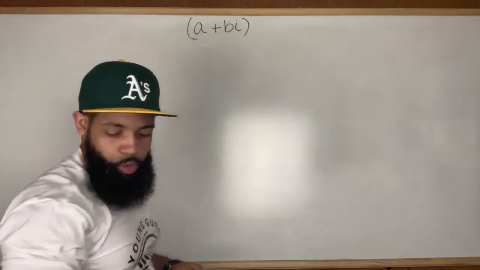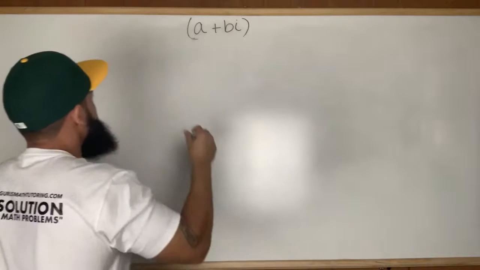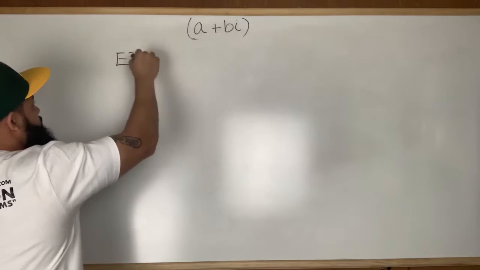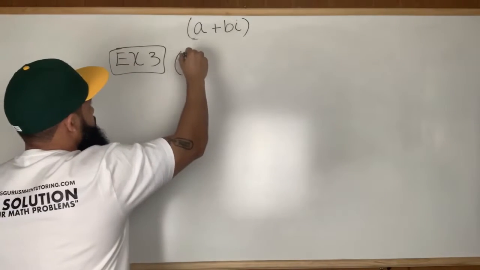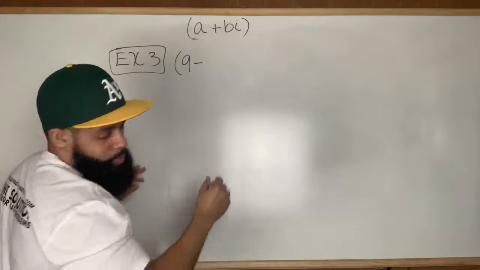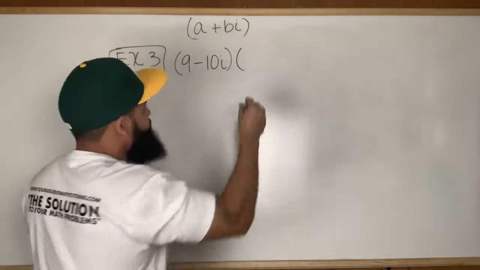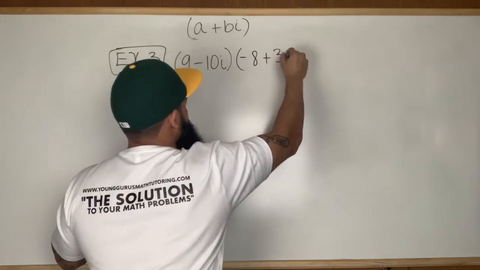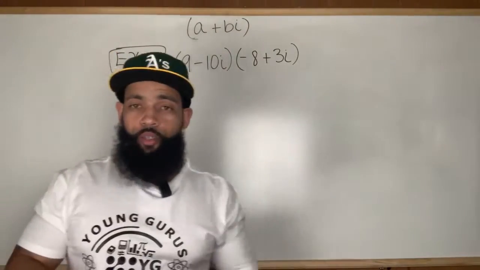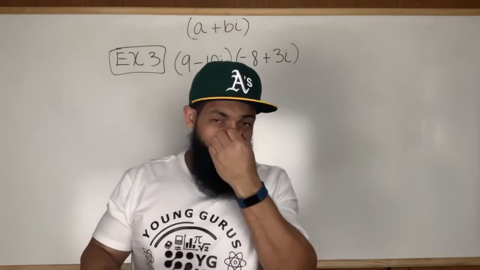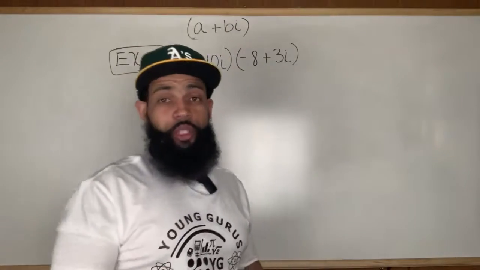Alright, let's do 2 more examples. Let's get a little more tedious. Now, we're going to do these last 2 examples, and I'm going to show you multiple ways to do this because this one is like a binomial. So 9 minus 10i times negative 8 plus 3i. If these were just 2 regular binomials, sometimes people use the FOIL method or they use double distribution. This example, I'm going to show you the FOIL method. The next example, I'm going to show you double distribution.